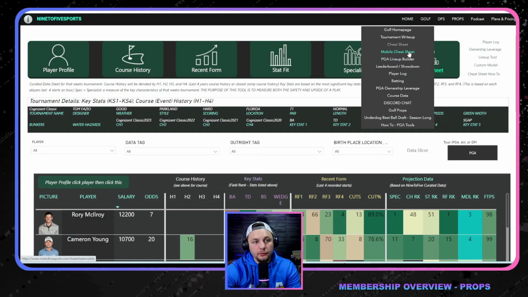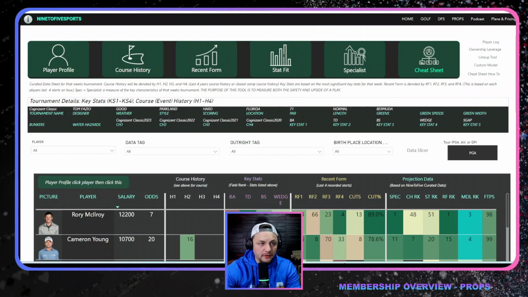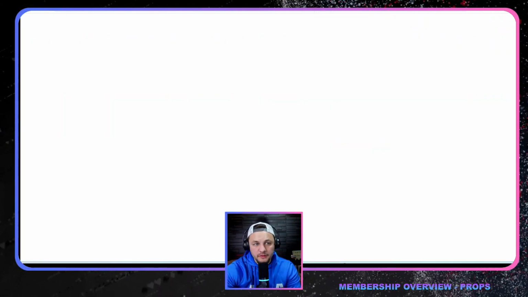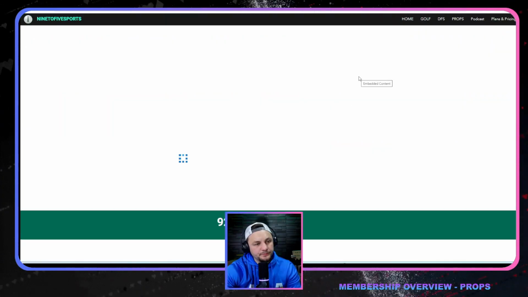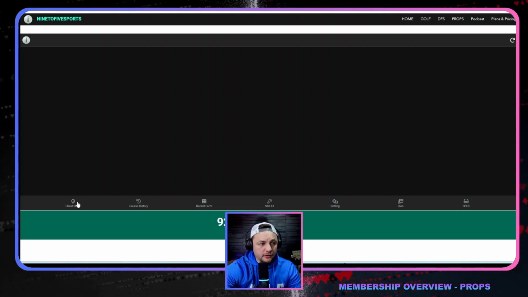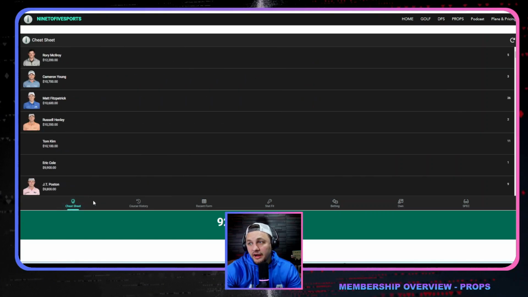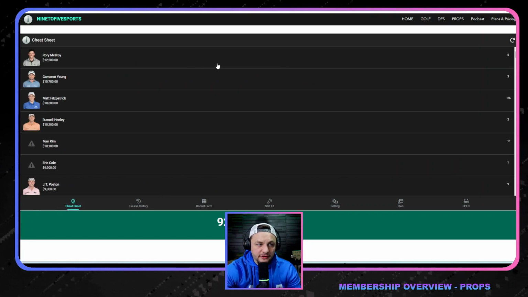I want to call it that there is the mobile cheat sheet as well. I think a lot of people like using this because it's just more straightforward and you can use it on your mobile phone, and it should operate a lot better. Now, I do want to call out, if you use this on your mobile phone, it's going to be better. And this is something I actually want to probably make available for PrizePicks as well, but it's going to operate exactly the same. So you're going to have the cheat sheet just straightforward.